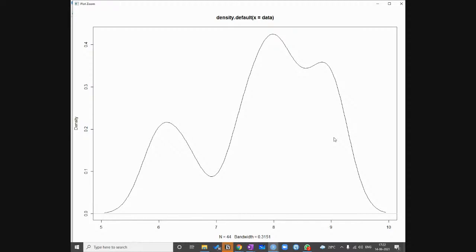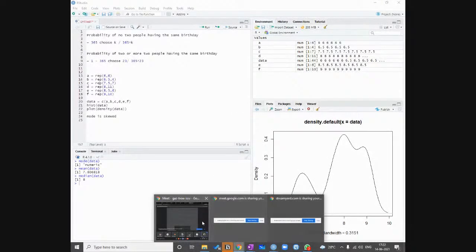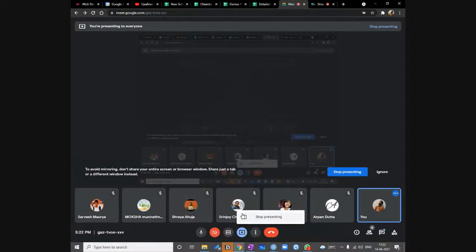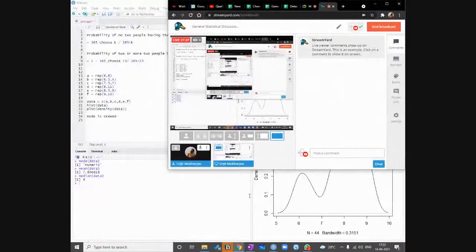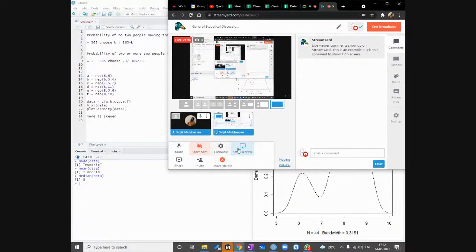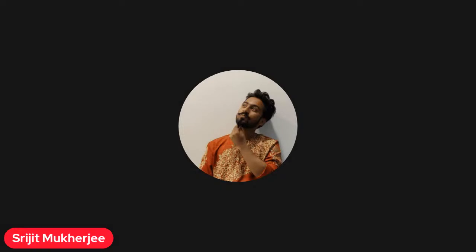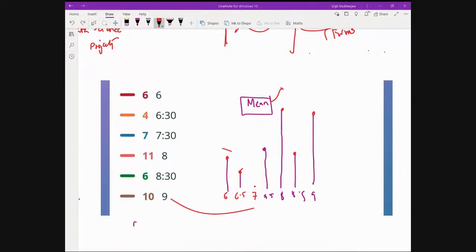The shortest one. Any ideas, guys? You're very quiet. Are you confused with the problem? Yeah? Any ideas? Yeah, go ahead. Srishti, Srinjoy, Sarvesh, Sriya, Moksha, and Arpan. Any ideas? It actually makes sense. Taking a 95% interval makes sense. Makes sense? Yeah. Sriya, Arpan, others, what are your ideas about this?